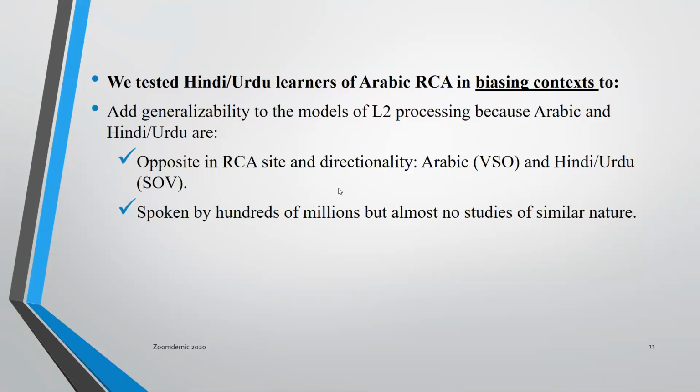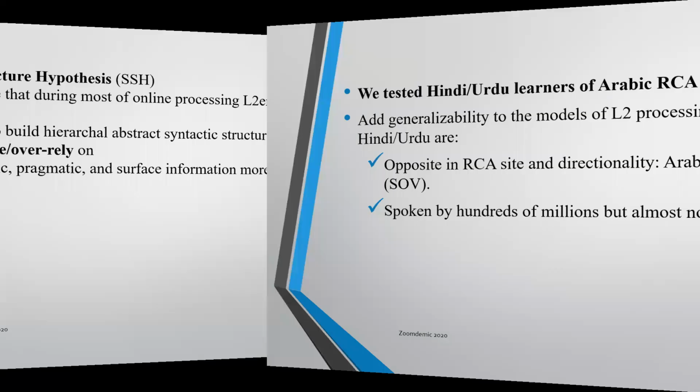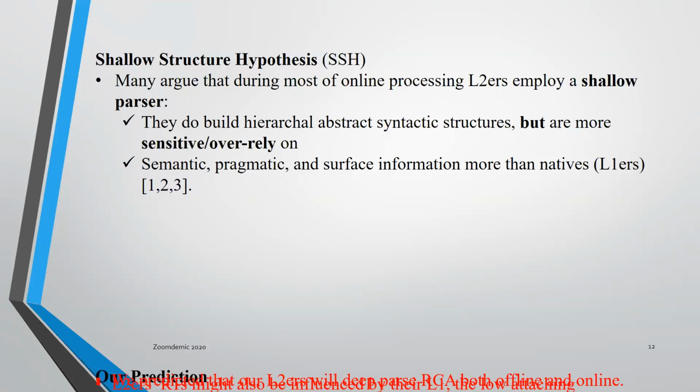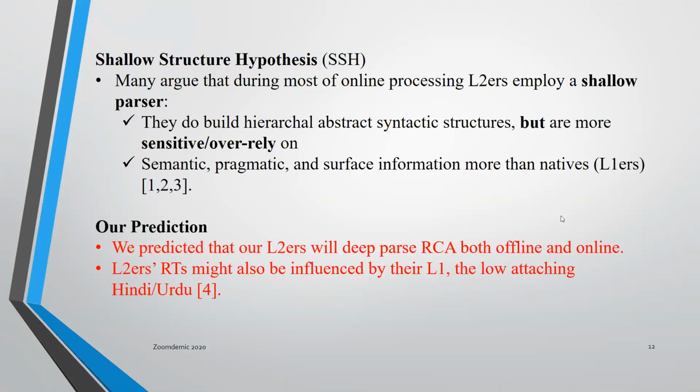Right, so just to summarize the shallow structure hypothesis, L2ers build a structural model, but they're mostly oversensitive and heavily relying on semantic and pragmatic cues, just to keep that in mind. But what is our prediction? Our prediction is that L2ers will deep parse both RCs, parse RCs both online and offline. However, they might be influenced by their L1. That's my intuition, and it's based on other theories as well.